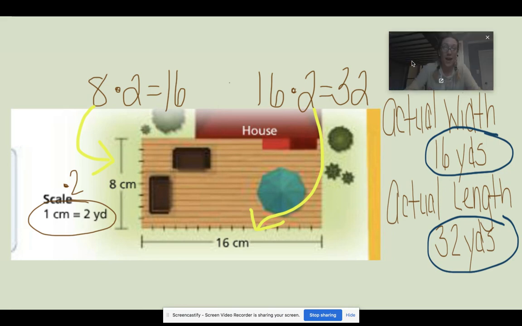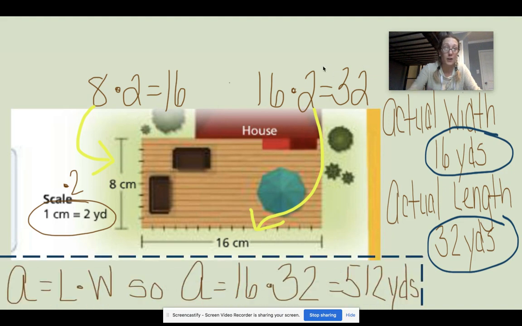I know that my formula for area of a rectangle is length times width. So now I use my length and my width, right? My 32 and my 16. I multiply them and I end up with the area of my deck is going to be 512 yards. That means I'm going to need to buy 512 yards worth of wood if I want to make that deck properly.